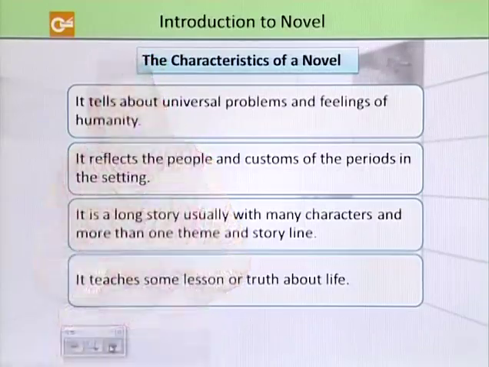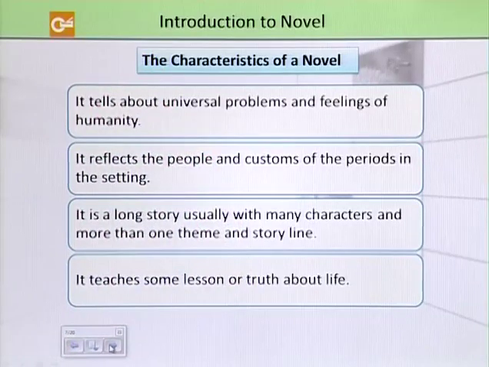Now, there are certain characteristics of a novel. It tells about universal problems and feelings of humanity. It reflects the people and customs of the periods in the setting. It is a long story, usually with many characters and more than one theme and storyline. And it also teaches some lesson or truth about life.